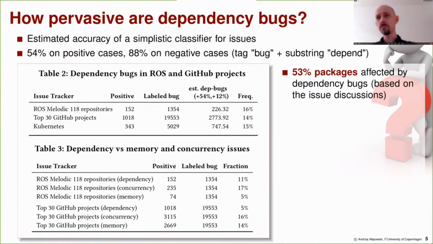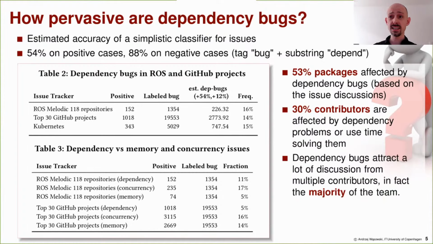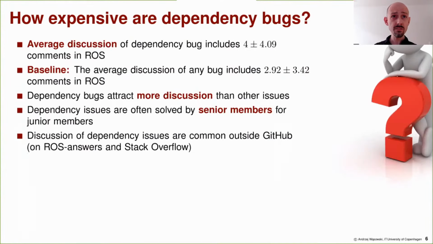So 53% of packages in ROS are affected by dependency bugs. 30% of contributors to ROS participate in discussing these problems. So the dependency bugs attract lots of discussions. In fact, they attract most of the contributors to any package that experiences them. Average discussion duration for dependency bugs is 4 posts plus a standard deviation of 4. This is actually longer than an average discussion for non-dependency bugs.